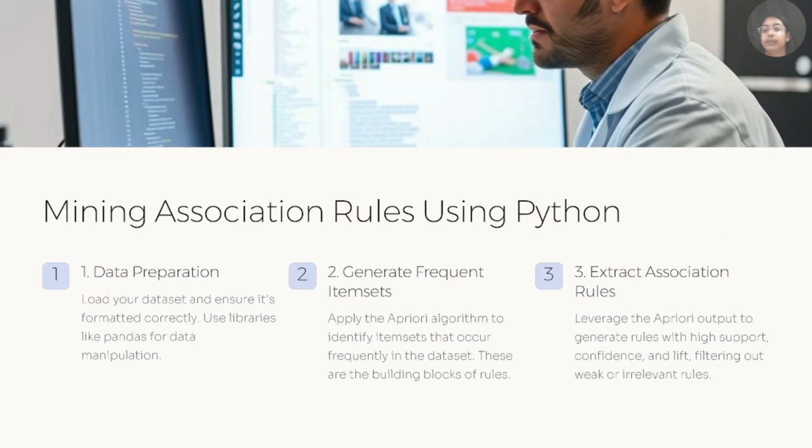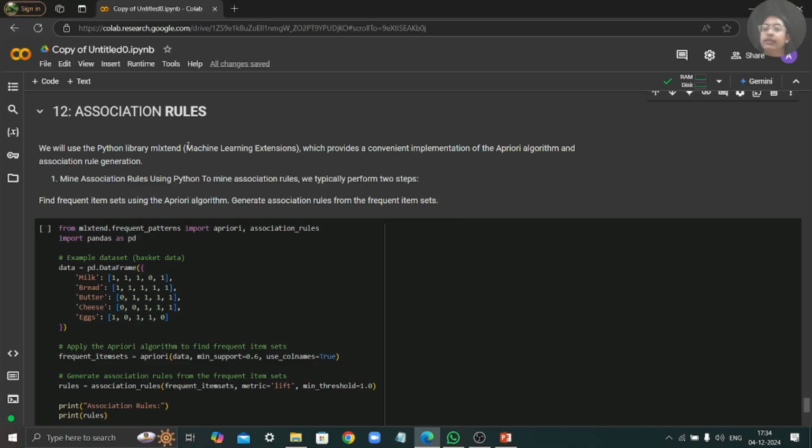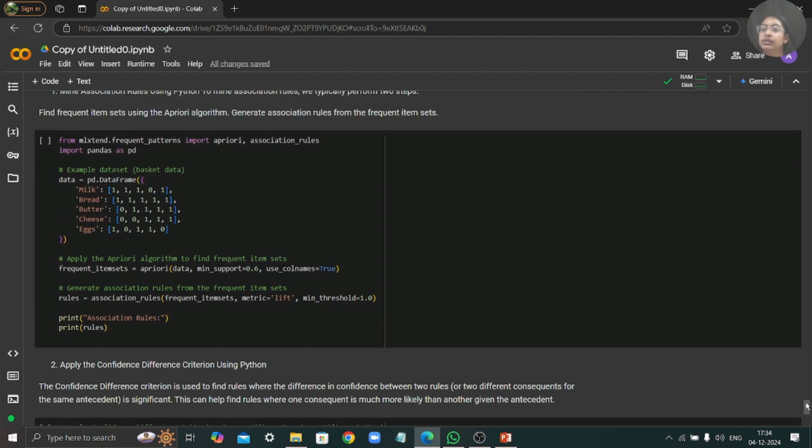Now we can do mining of association rules using Python. First we prepare the data, then we generate frequent item sets, and then we extract the association rules. Let's have a look at the code. Here we are using Python to find association rules. We find the frequent item sets using the Apriori algorithm, so that we can know the likelihood of getting another item from one item.